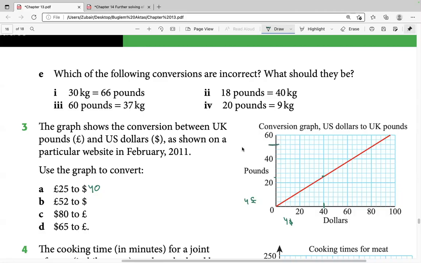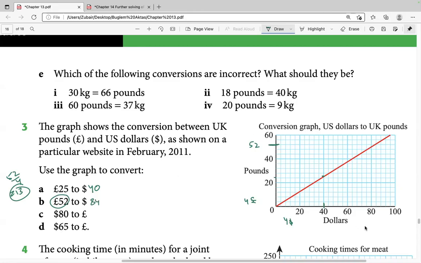Now 52 pounds. This is the 13th box. How did I reach that point? 52 pounds, I did 52 by 4. I'm getting 13. So 13 boxes will represent 52. Is it 84? That's 84. Yes.